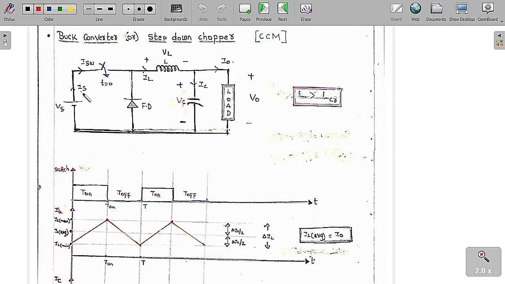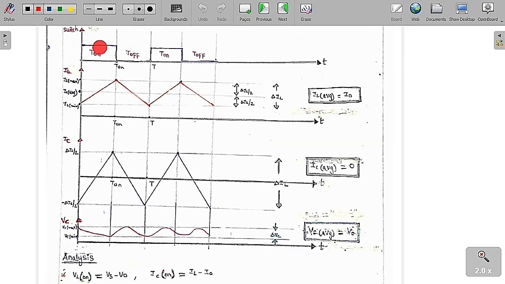This is the source current IS, this is the switch current ISW, and this is the inductor current IL, and the inductor voltage is plus or minus VL. This is the output current I0, and this is the output voltage V0, and this is the capacitor voltage plus or minus VC, and this is the capacitor current IC. So these are each and every aspect of this diagram, and this is the thing that you need to remember. Based on this, we are now going to analyze each and every aspect of this circuit diagram.